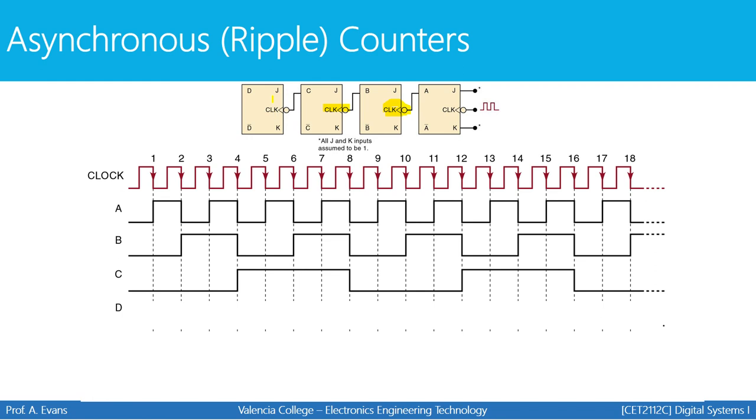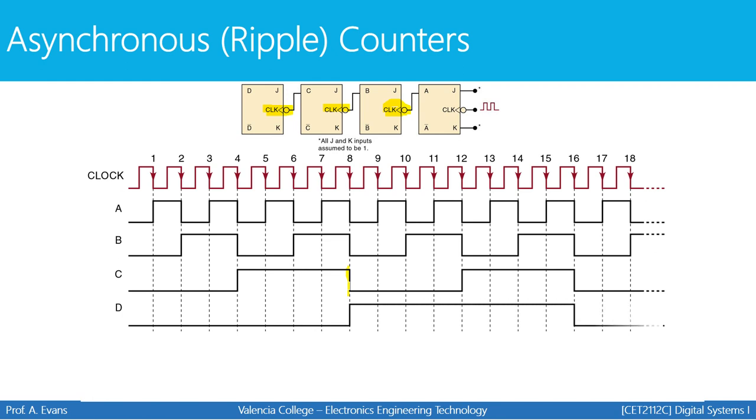So we know that flip-flop D is only going to toggle whenever the output from flip-flop C makes a negative transition. We only have one of those, and it happens right here. So here's the output of flip-flop D. I'm sorry, there was one more right here.